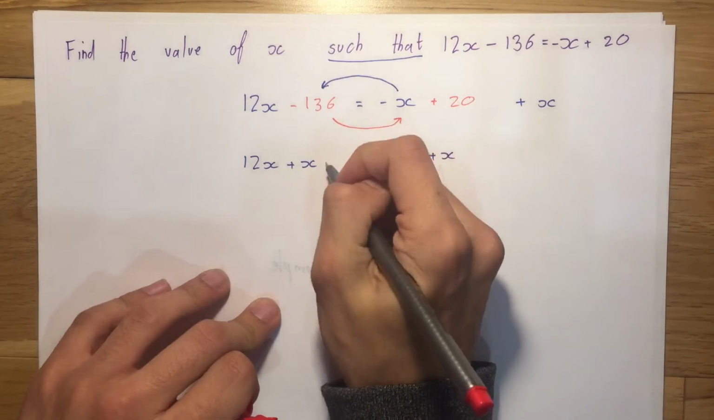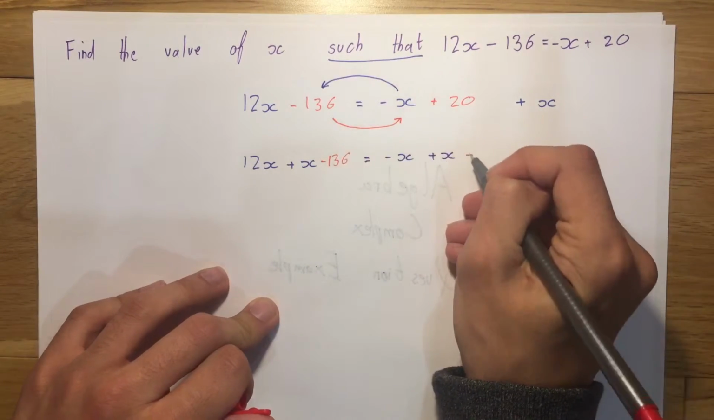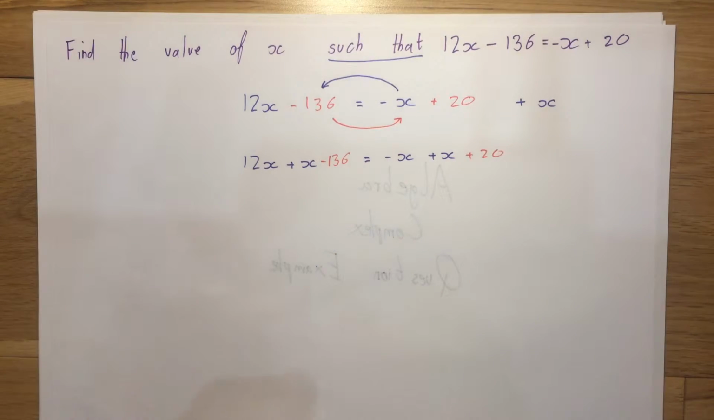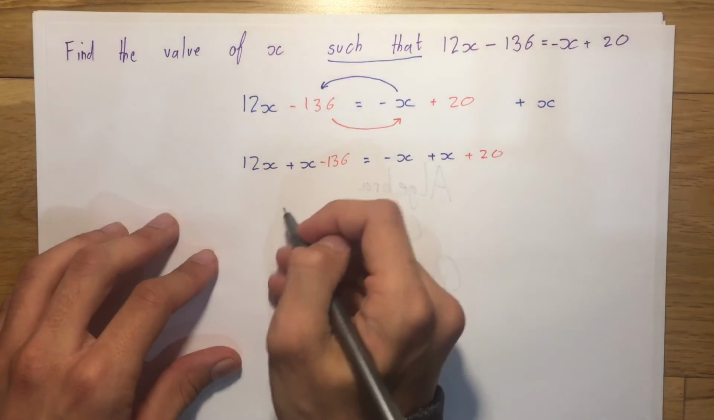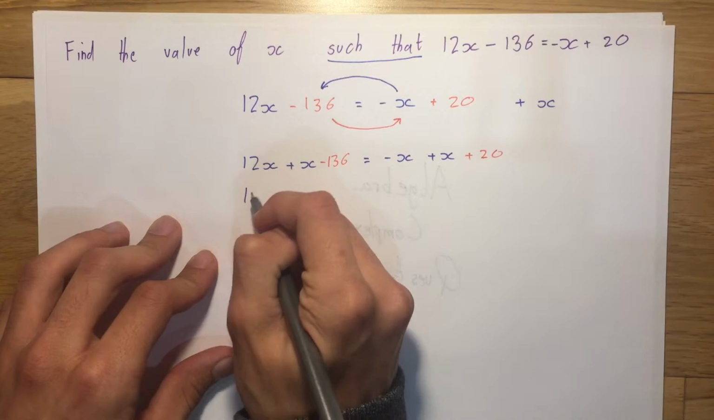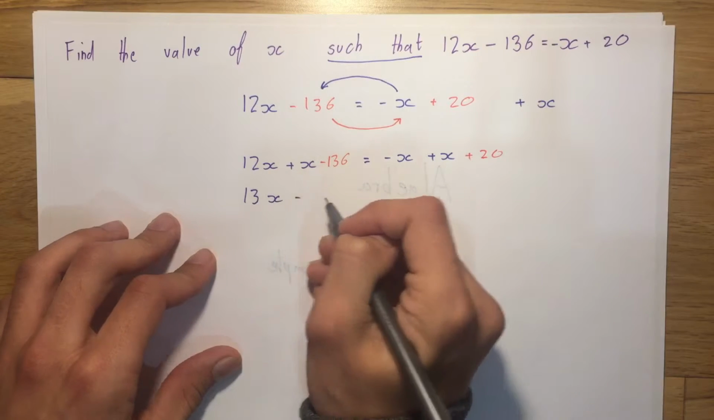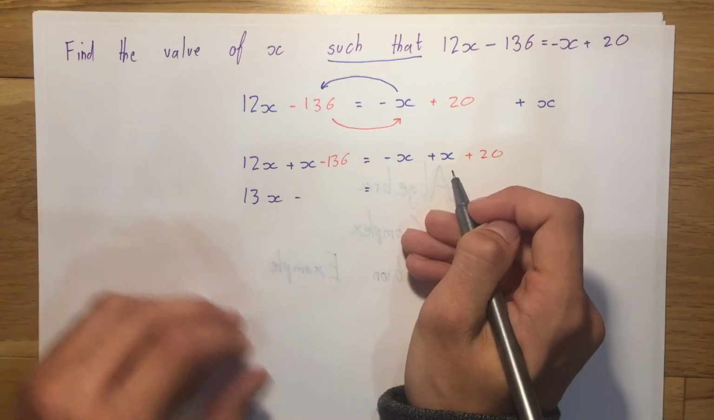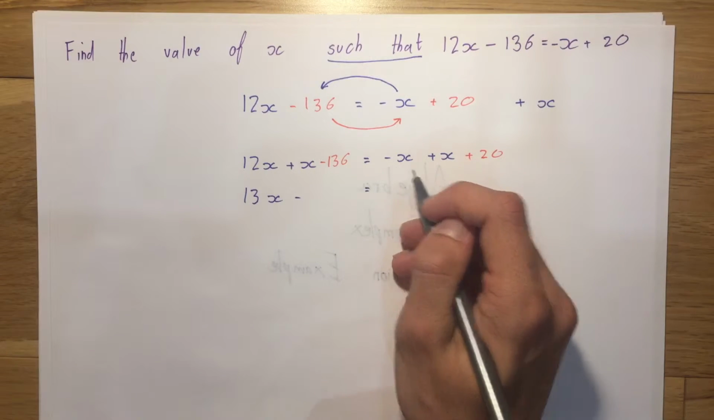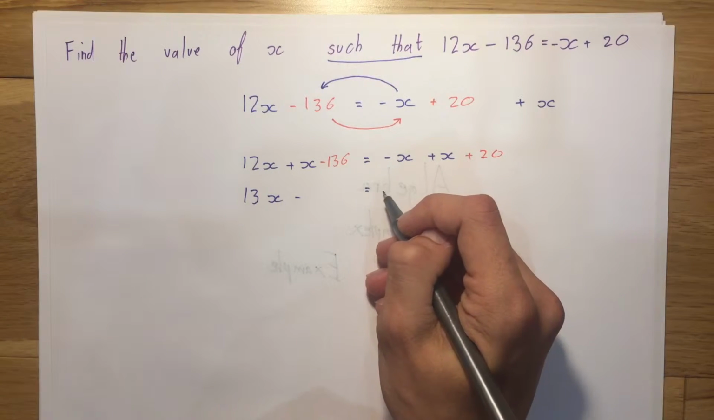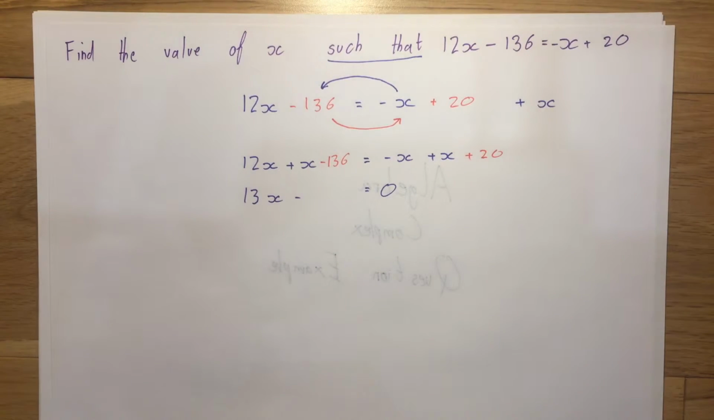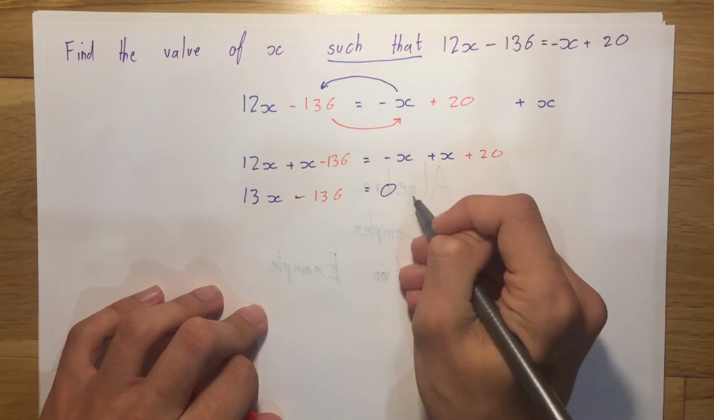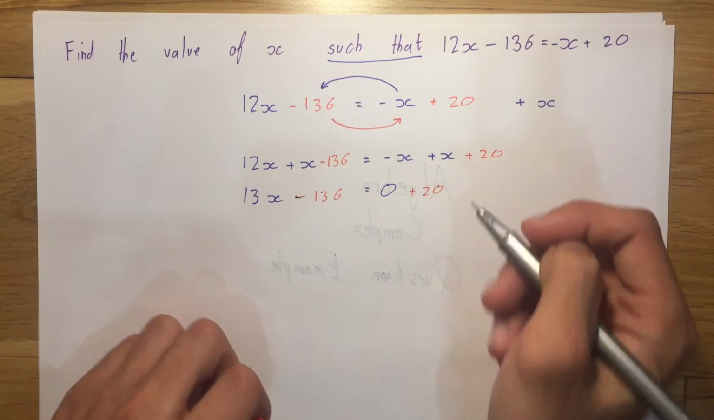And then considering the numerical values, we've got the minus 136 and the plus 20, which stay where they're meant to be. Simplifying this further, we get 13x is equal to minus x plus x. So minus x plus x makes 0. So we get 0x, and then putting in the numerical values we have minus 136 and plus 20.